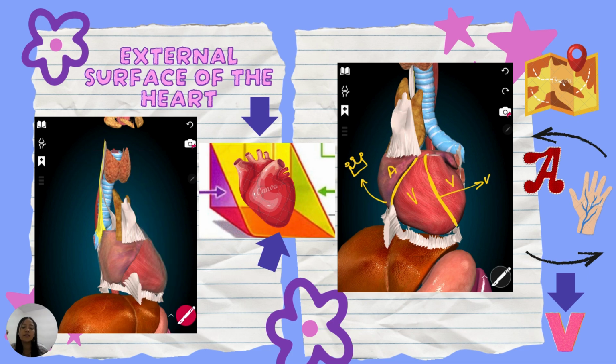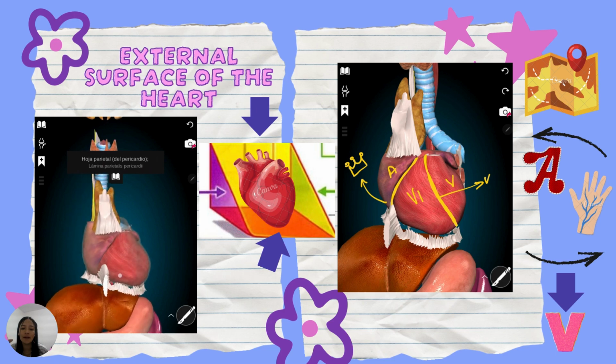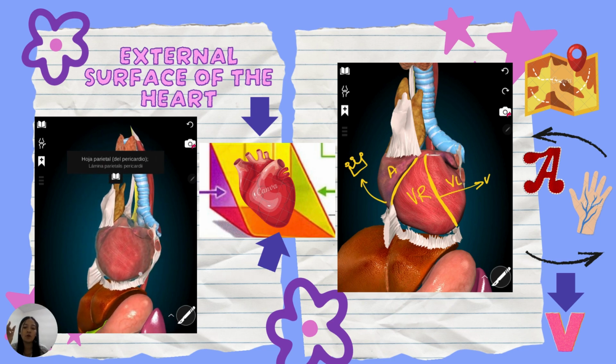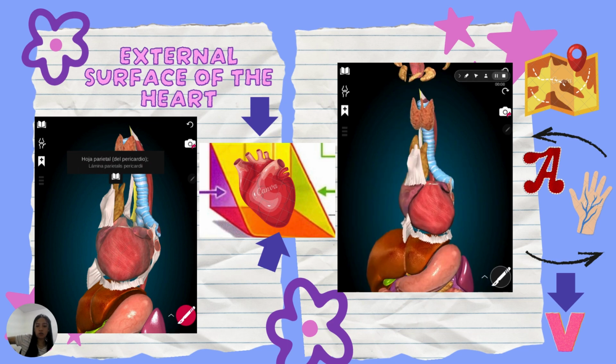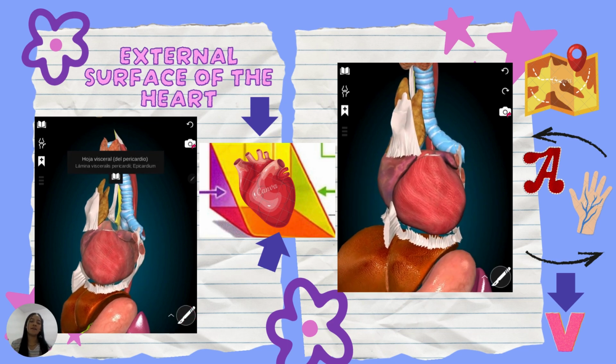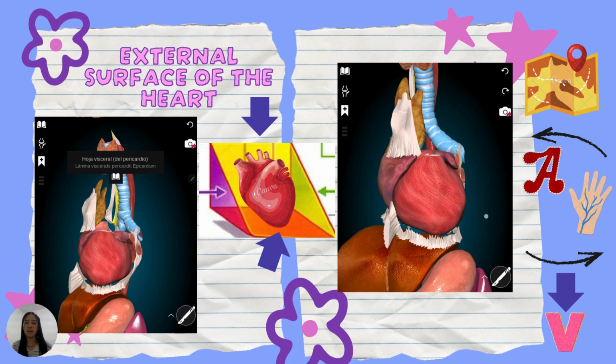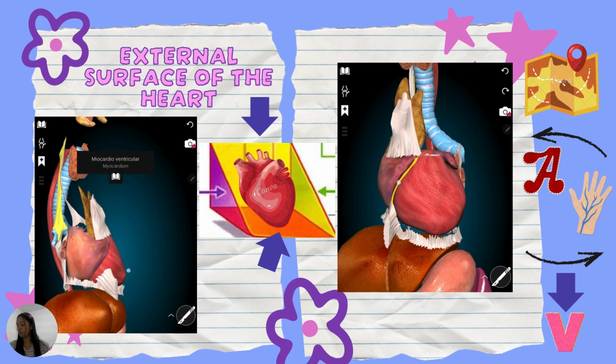And this is why the apical impulse is palpated in the fifth intercostal space, in this part of the costal spaces, and never higher, because it is located only in the apex.